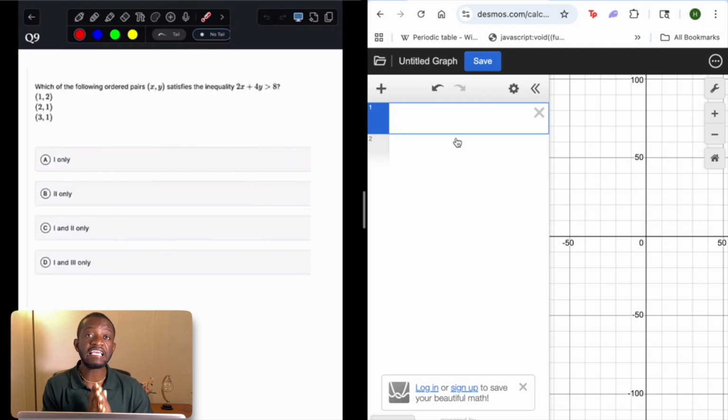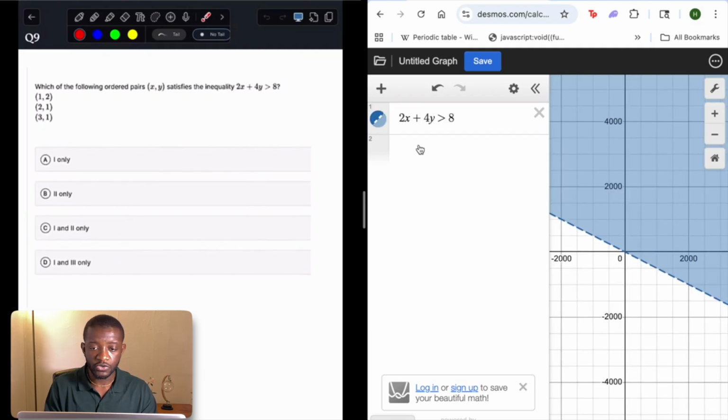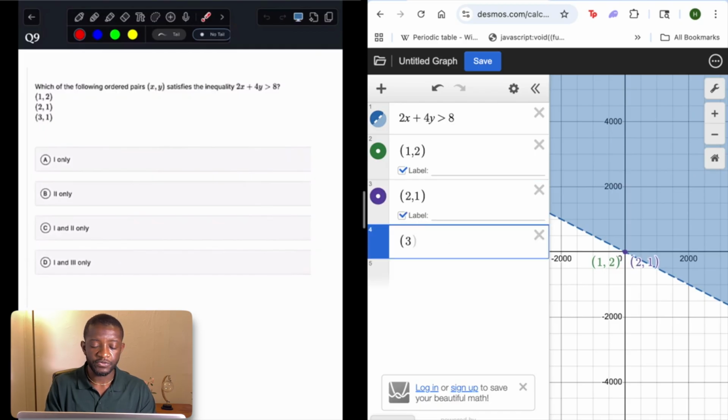So now you can even solve inequalities using Desmos, right? For example, you have: which of the following ordered pairs x, y satisfies the inequality 2x plus 4y greater than 8? So what you do is you're going to plot 2x plus 4y, and then you're going to plot these points. That's the first point. The second one, 2, 1, and you could plot them if you want. You can label them. And then 3, 1.